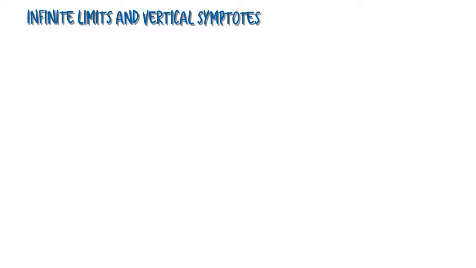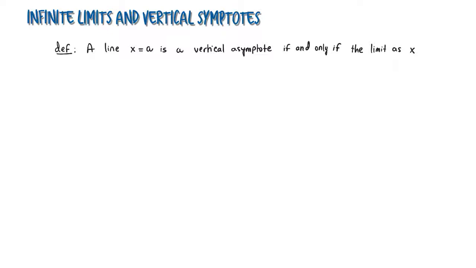Finally now, to formalize this argument into a nice definition, we will say that a line x equals a is a vertical asymptote if and only if the limit as x approaches a from one side or both sides is equal to positive or negative infinity.